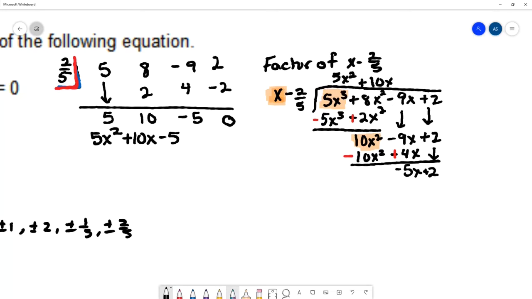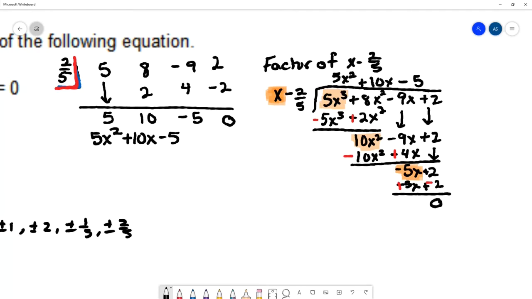Now we repeat that process over again, and now we're trying to match this part right here. X times what will give us negative 5x? That's going to be a negative 5. Negative 5 times x is a negative 5x. Negative 5 times negative 2/5 is a positive 2, and then we have to change our signs. So that's where we get our remainder of 0.